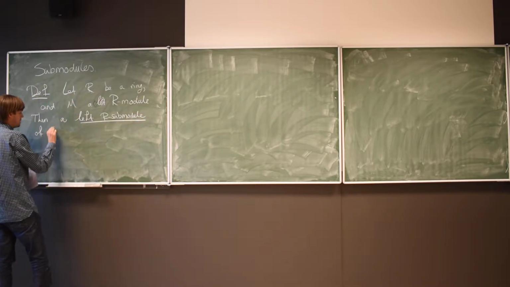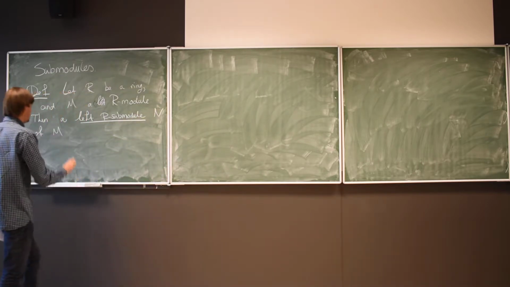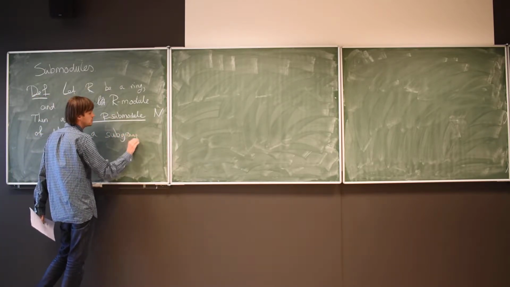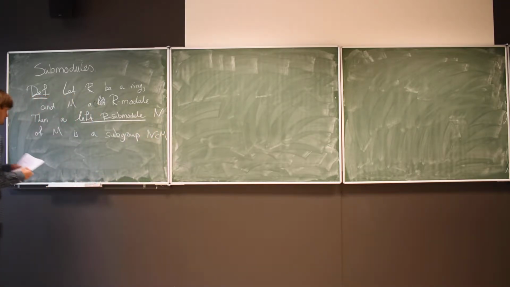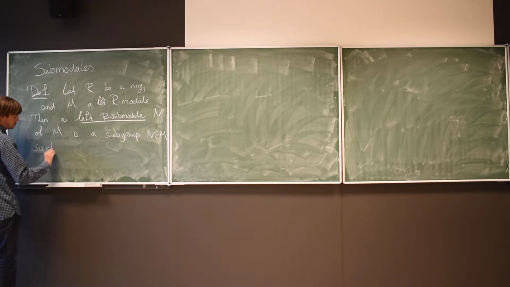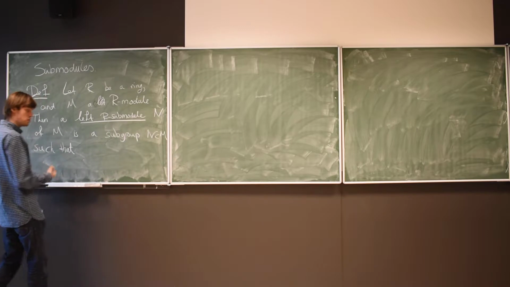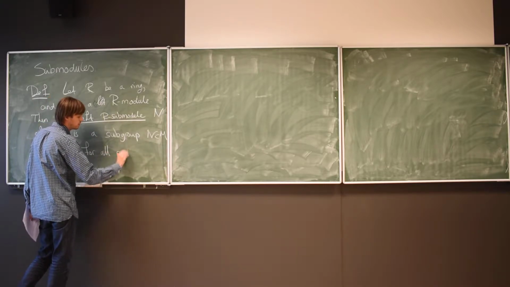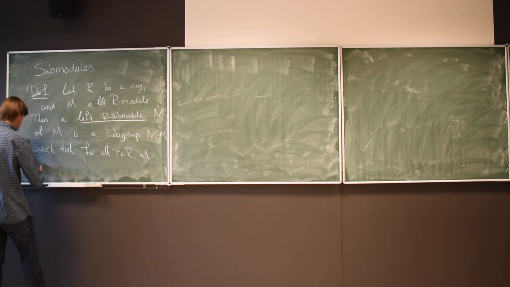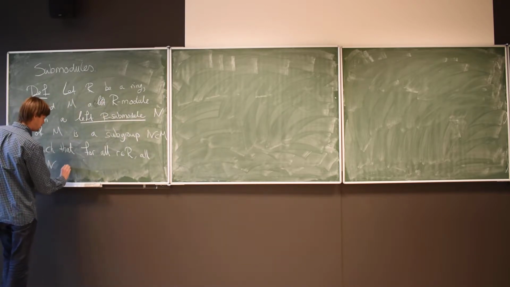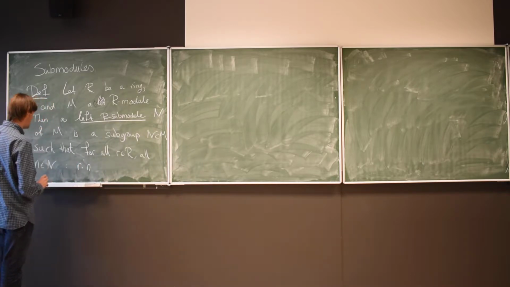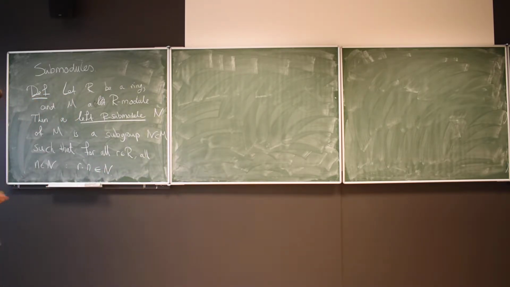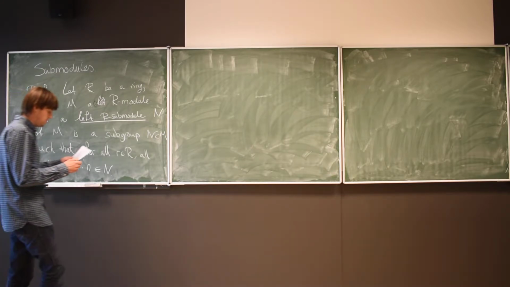of M, so let's call it N, is a subgroup of M such that it is closed under the multiplication by R. So for all r in R, and all n in N, we have that r times n is still in N. Okay, so that's a submodule, so it's very similar to a subvector space that we know from linear algebra.